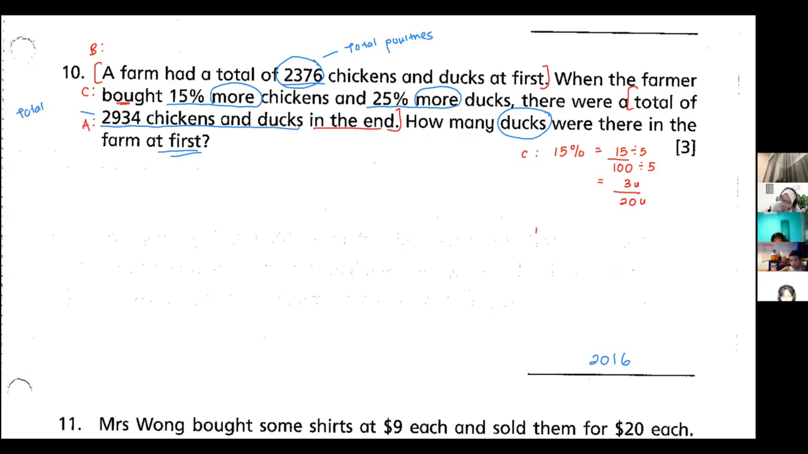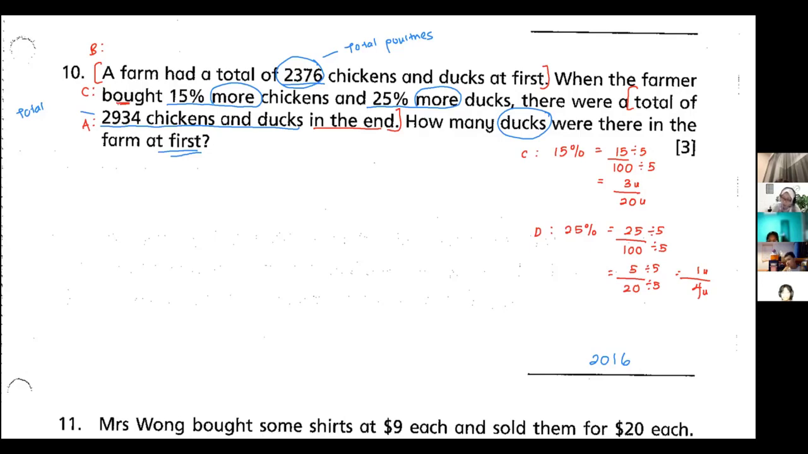Now let's move on to the ducks. So the duck, what happened is 25% more duck equals to 25 over 100. Okay, same thing, divided by 5, and I get 5 over 20. I can further reduce this, divided by 5, equals to 1 over 4. Units. Okay, now done. All the percentages have been converted into units already.